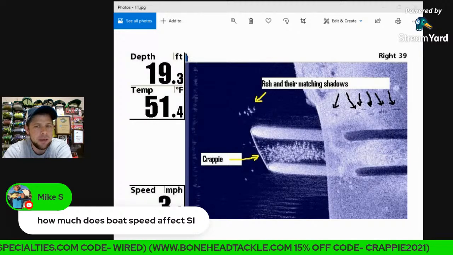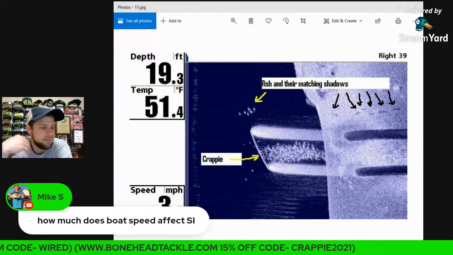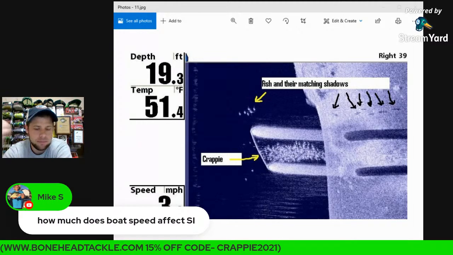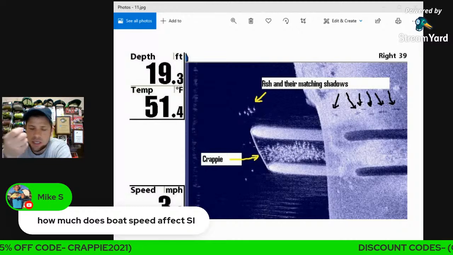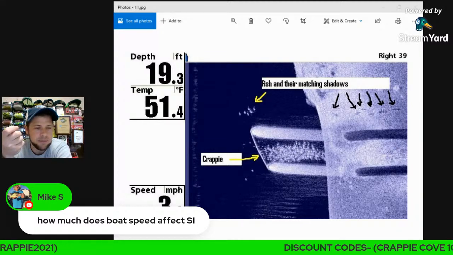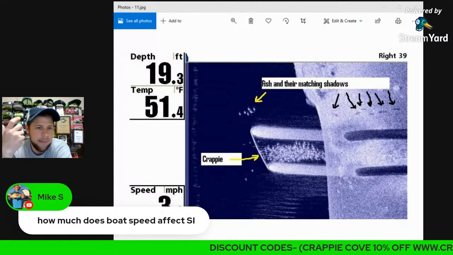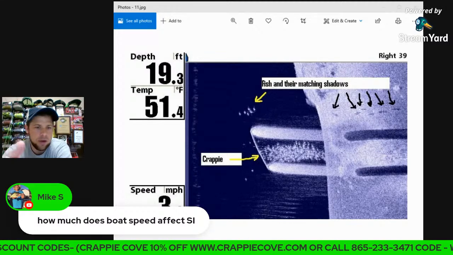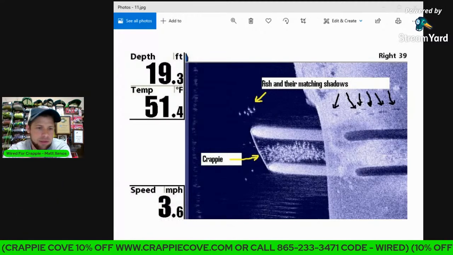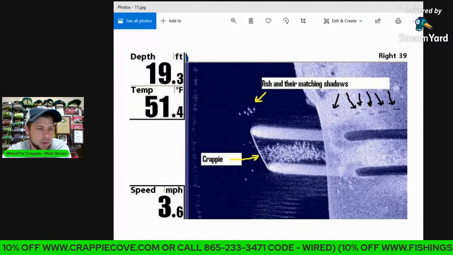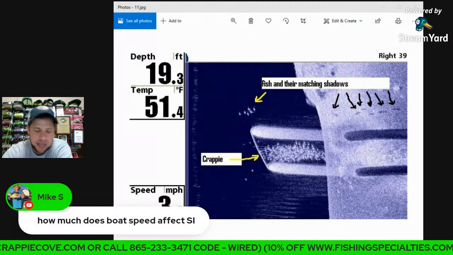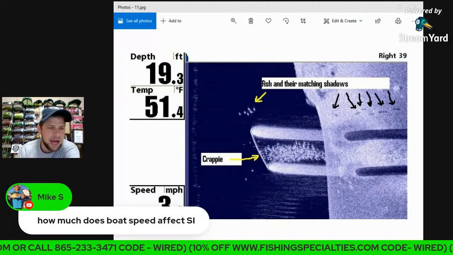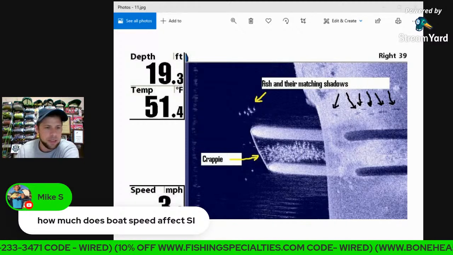My perfect speed is throw the boat in gear, give it just a smidge of throttle, just enough to notice that the RPM changed a hair, and that's where I'm at. 4 to 4.5 mile an hour is where I get my best picture. This photo here, obviously, Mike was at 3.6, almost 4. But I'd say anywhere from 3 to 5 is where you're going to get your best picture.